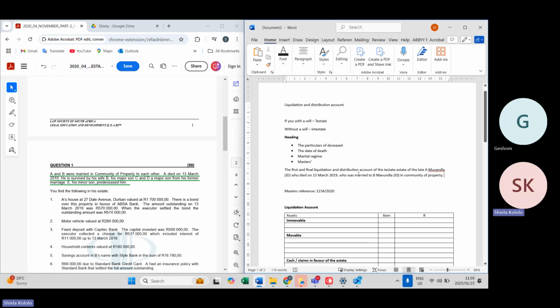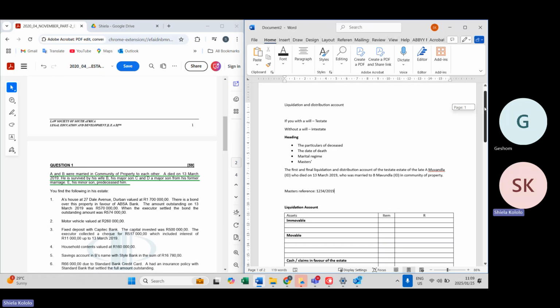The marital regime there, we have in community of property, and then we need the master's reference. So here, the master's reference, you always also make it up. They will never give it to you. You just need to make up any reference that you can find, like 1234/2019. Then that's your master's reference number. Why do you put it in 2019? Because remember he died in 2019, so most probably his estate will start being administered in that year.